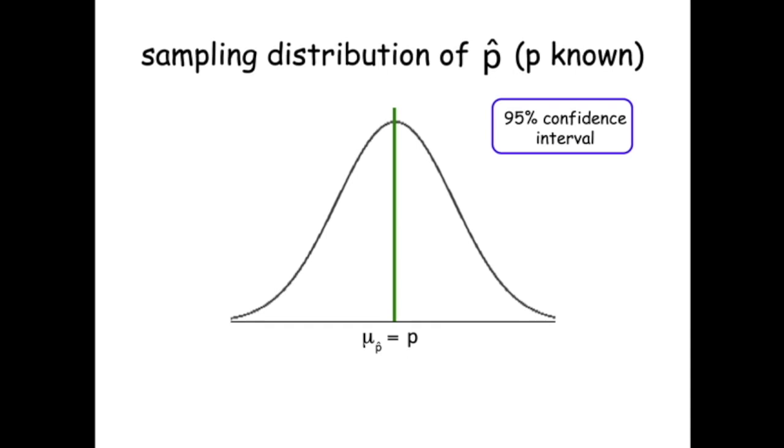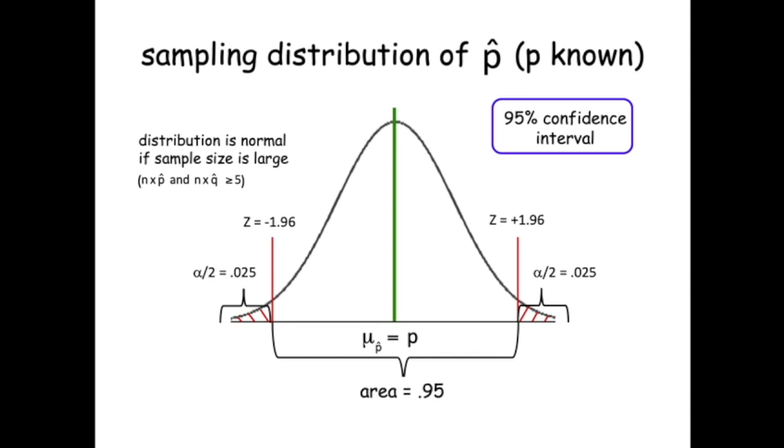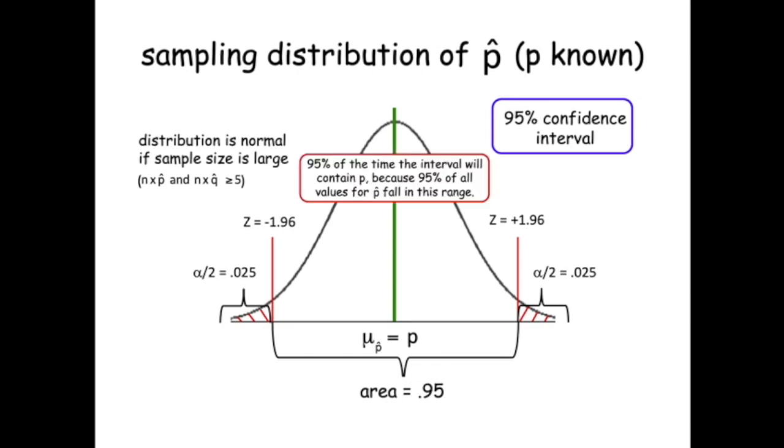This is the distribution of p hat when the value of p is known. I'm going to draw a series of 95% confidence intervals. When we collect data, we get one value for p hat, which falls somewhere on this distribution. And assuming that our sample is large enough, this is a normal distribution. And 95% of all values will fall between 1.96 standard deviations above and below the mean. This also means that our interval estimate will contain the population parameter 95% of the time.